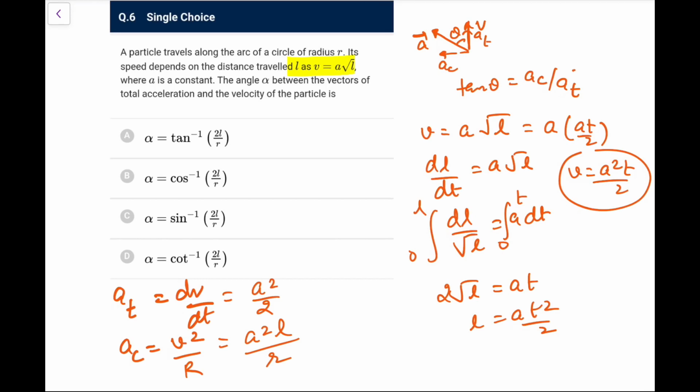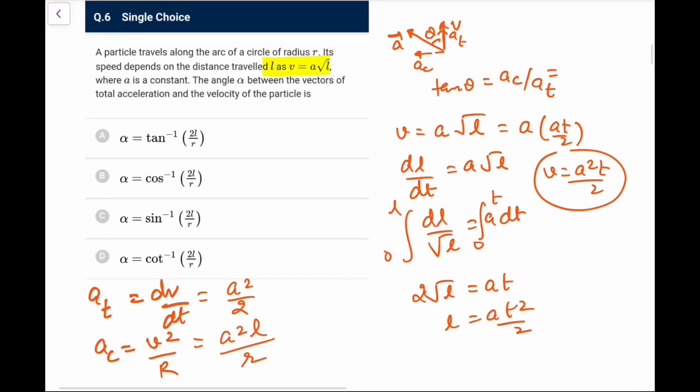So tan theta is AC by AT. So what is AC by AT? A square L by r divided by a square by 2. This goes, so 2L by r, tan inverse. We can go for this angle alpha, tan inverse 2L by r, directly using the information given here.